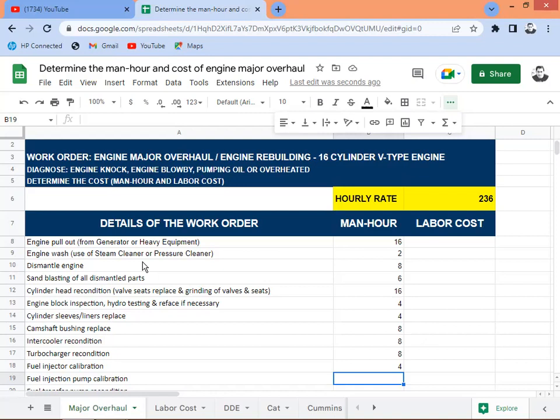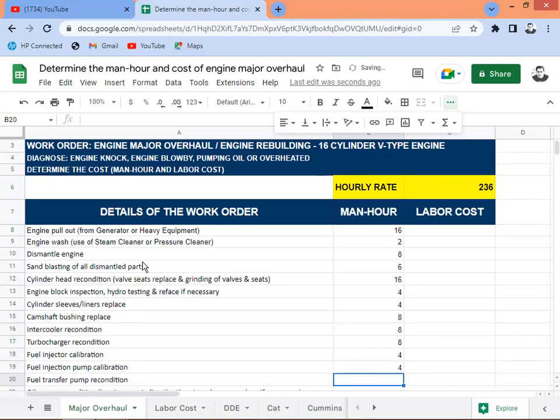The dismantling of these parts is already included in the engine dismantling, and the injection pump will be done by the calibration room, the technician who is doing the calibration. Then I would give this injection pump around 4 hours also.